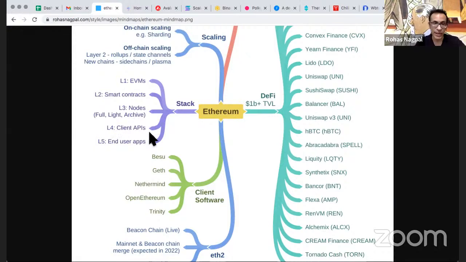On top of that, we have client APIs. We've already seen what APIs look like. And tomorrow we have an interesting guest speaker from Theta. They are building this really nice platform where multiple blockchain APIs are available through one platform. So that would be the APIs.